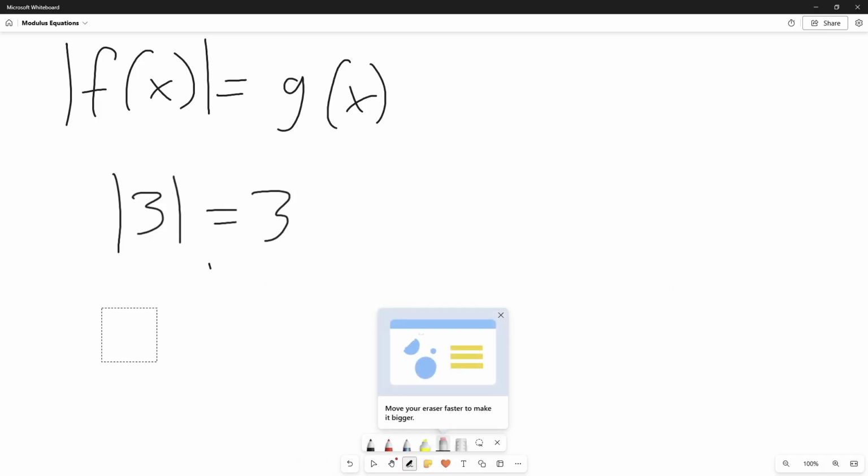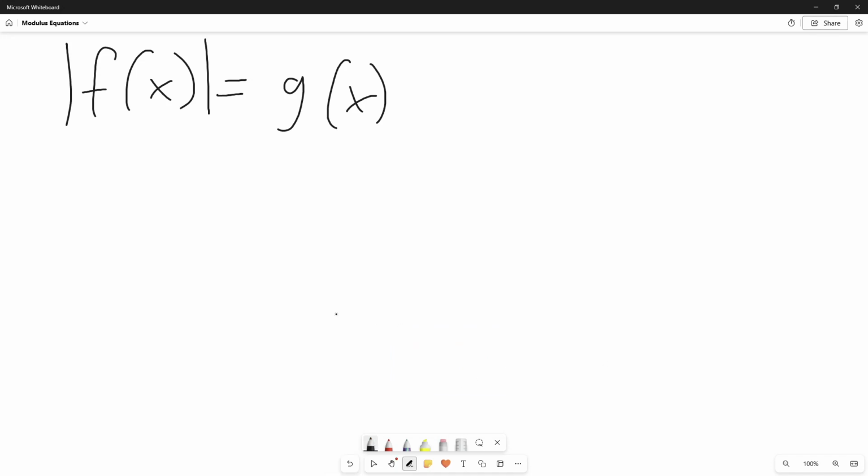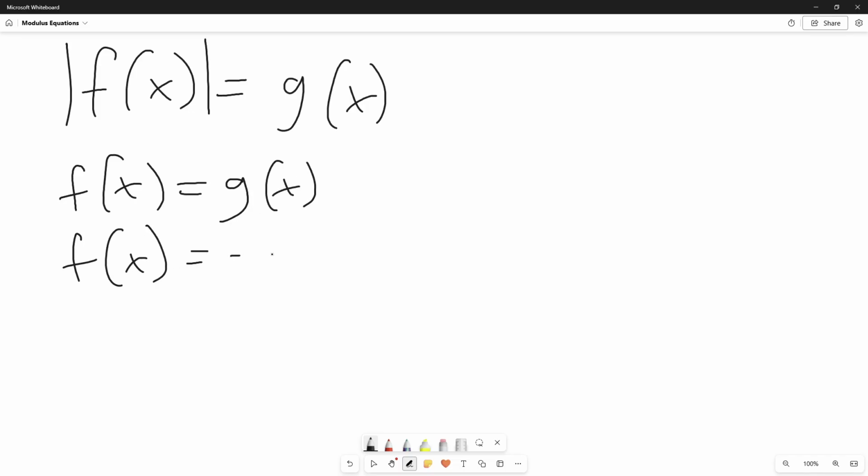So yeah. And to solve modulus equations, let's say you have the absolute value of f of x, or the modulus function of f of x, is equal to g of x, and these are different functions. What you have to do is get rid of the modulus on f of x and just set it equal to g of x, but you have to set up another equation where it's equal to negative g of x, because as we just learned, a number and its negative component, the absolute values of both have the same answer.